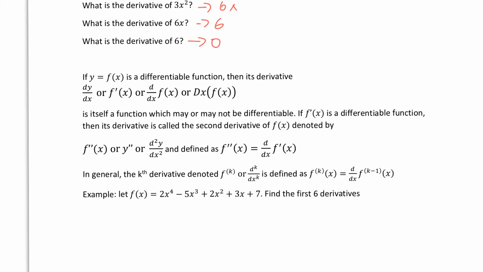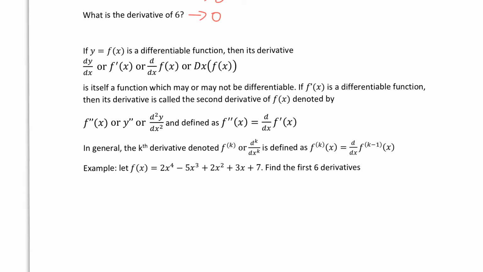And in general, you could find the kth derivative. We usually write little brackets around the power, so we put f and then bracket k, or we'll write it as d^k over dx^k, and it's defined as the derivative of the (k minus 1)th derivative. So the way you do the kth derivative is you just do the next derivative on and on.